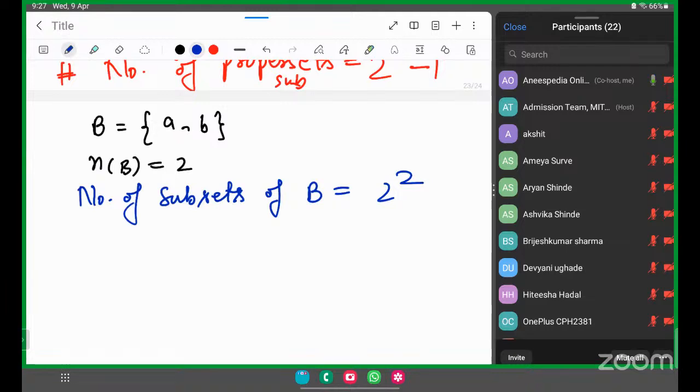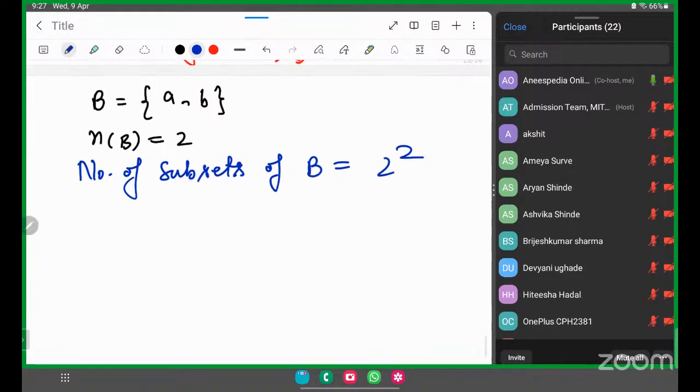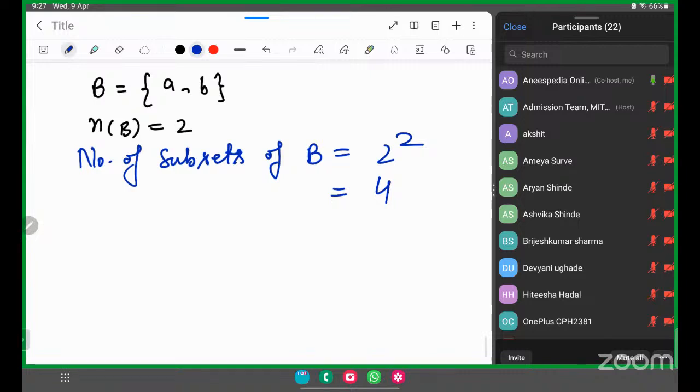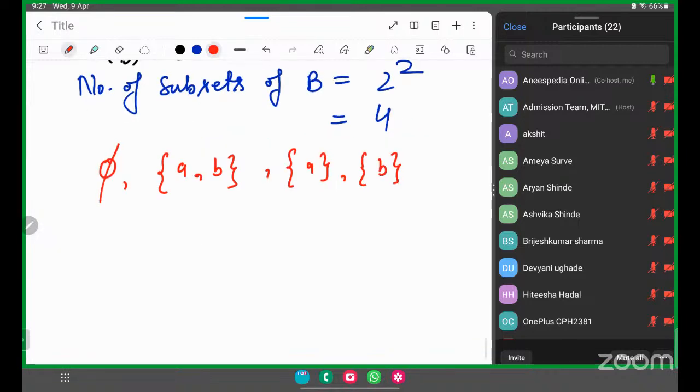So the total number of subsets will be 2 raised to power 2, that is 4. Now how to write these subsets? For set B, we will write all the subsets. The first subset is the empty set because the empty set is a subset of every set. The second subset is the set itself, A comma B itself is a subset of set B. And then we will have curly bracket A and curly bracket B. So these are the total 4 subsets.